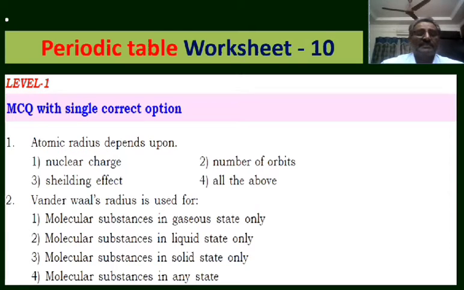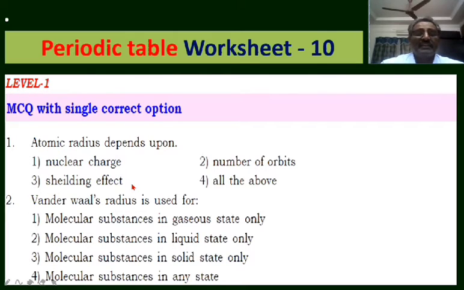The first question is atomic radius depends upon dash. The options given are nuclear charge, number of orbits, shielding effect. You know that as the charge of the nucleus increases, the size of the atom decreases. As the number of orbits increase, the size of the atom increases.